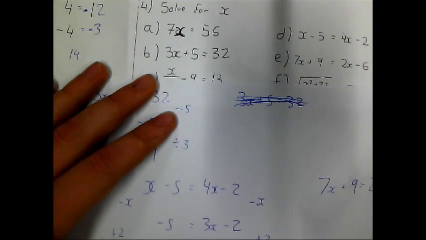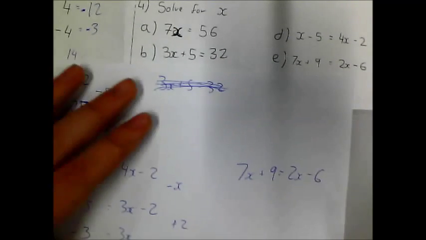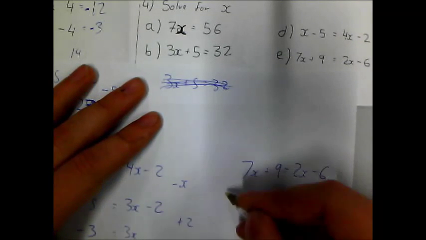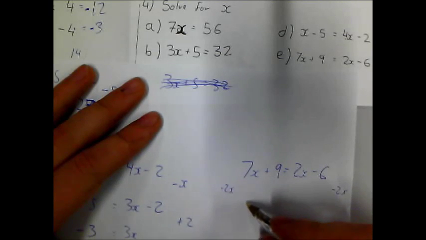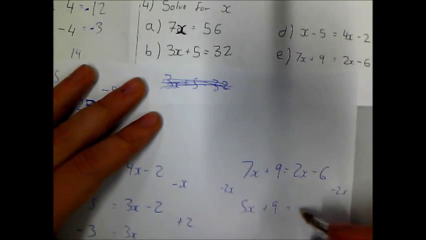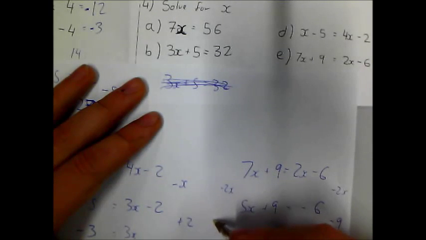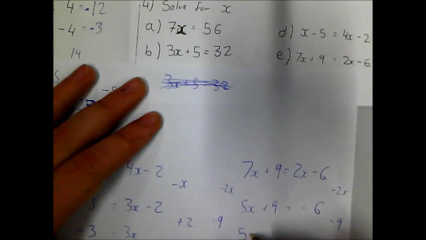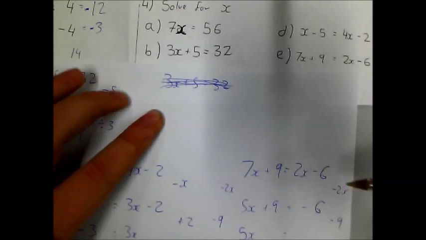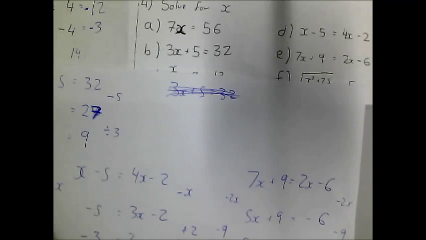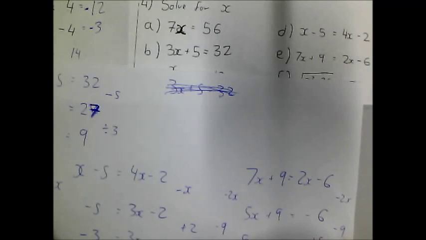7x plus 9 equals 2x minus 6. So, here's my smallest value of x. So I'm going to subtract 2x from both sides. So I'm going to get 5x plus 9 equals negative 6. I'm now going to take away 9 from both sides. So I get 5x equals, well, if I take away 9 more, I'm going to get to negative 15. And now divide by 5 both sides to get x equals negative 3.